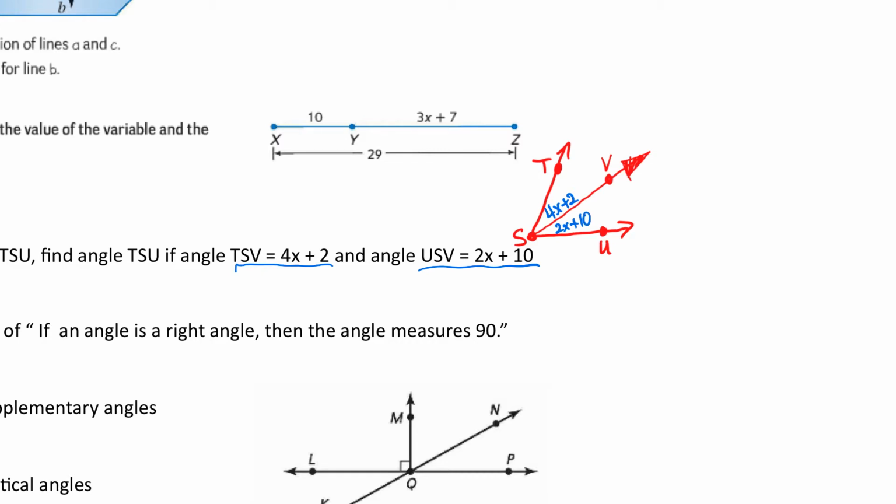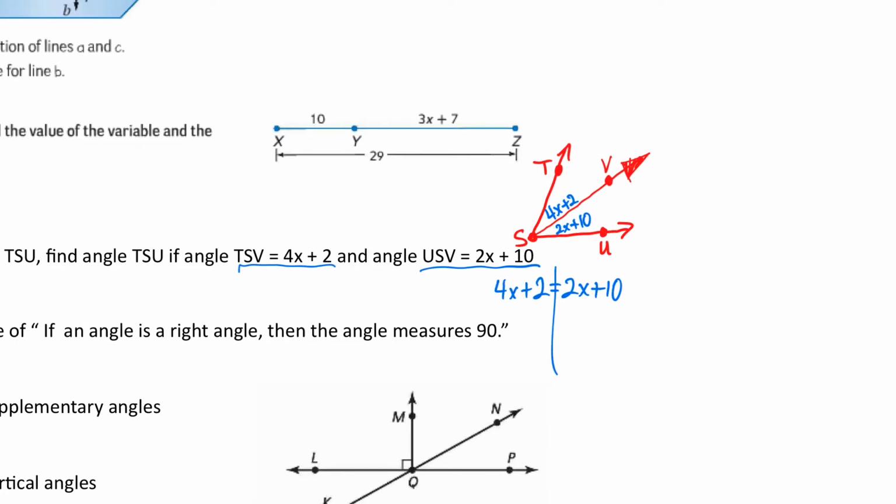And again, if that angle is split exactly in half, what do I know about those 2 angles right there? They've got to be congruent to each other. So 4x plus 2 equals 2x plus 10. And then you'll solve that, plug it back in, and find what that angle is.